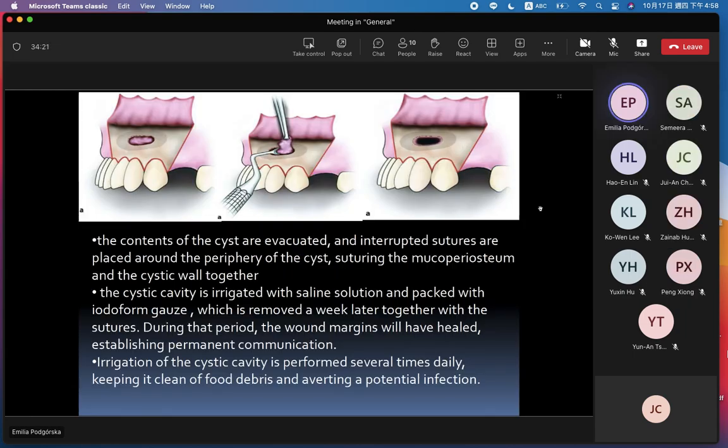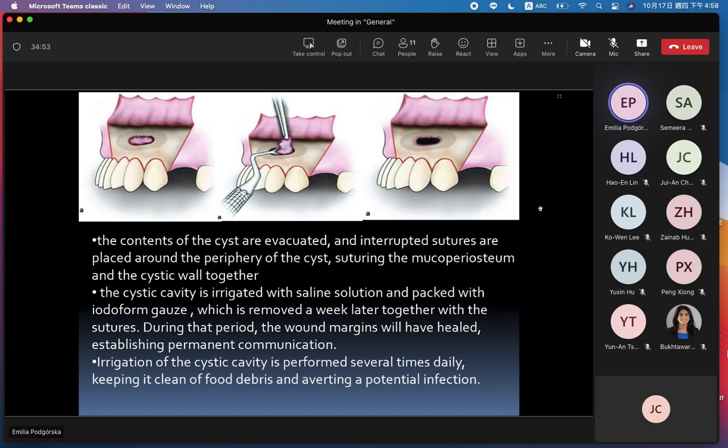The contents of the cyst are evacuated and interrupted sutures are placed around the periphery of the cyst, suturing the mucoperiosteum and the cystic wall together. The cystic cavity is irrigated with saline solution and packed with iodoform gauze, which is removed a week later together with the sutures. During that period, the wound margins will have healed, establishing permanent communication.